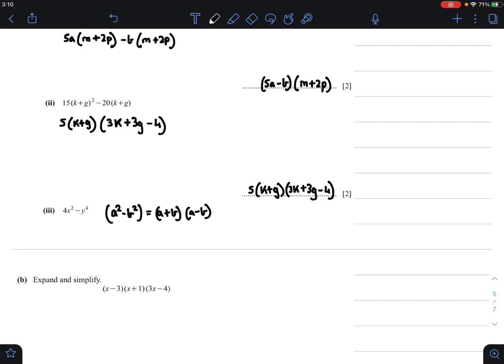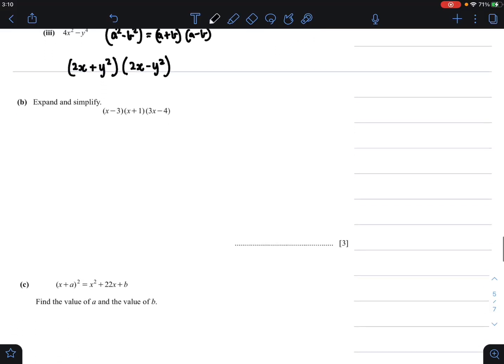So if we take the root of 4x square, we will be left with 2x. And if we take the root of y raised to 4, we will be left with y raised to 2. So therefore you can say your final answer is 2x plus y square multiplied by 2x minus y square. Now let's move to part B of this question, where they are asking us to expand and simplify.